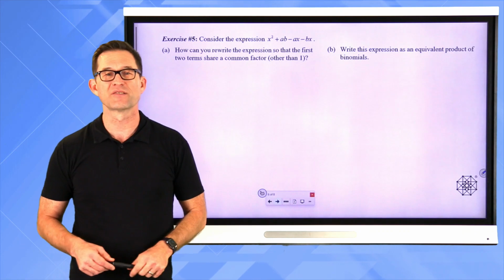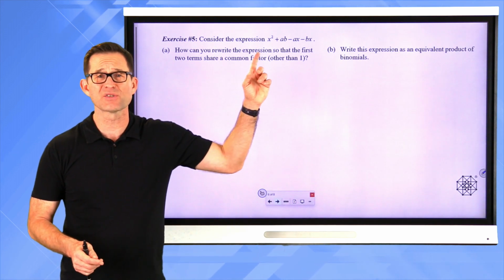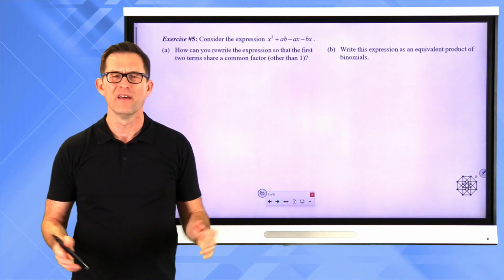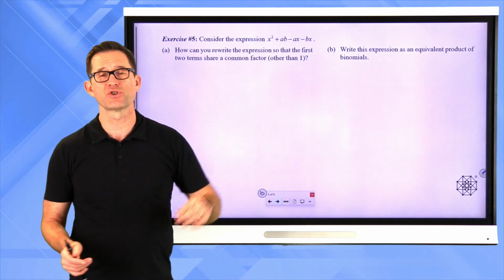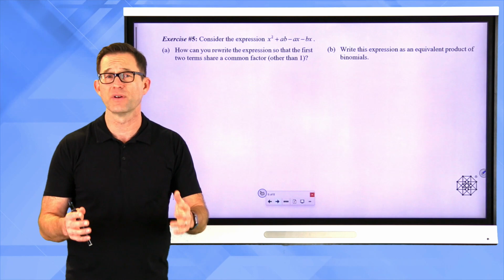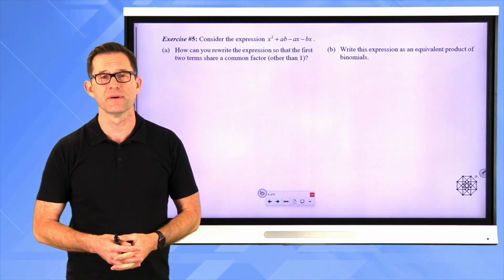Okay, let's take a look at exercise number 5. Consider the expression x squared plus ab minus ax minus bx. How can you rewrite the expression so that the first two terms share a common factor other than 1? All right, because right now x squared and a times b, they don't share a common factor. So how could you rewrite this whole expression so that they did share a common factor? And side note, there's two different ways to do it. Pause the video now and think about this a bit.